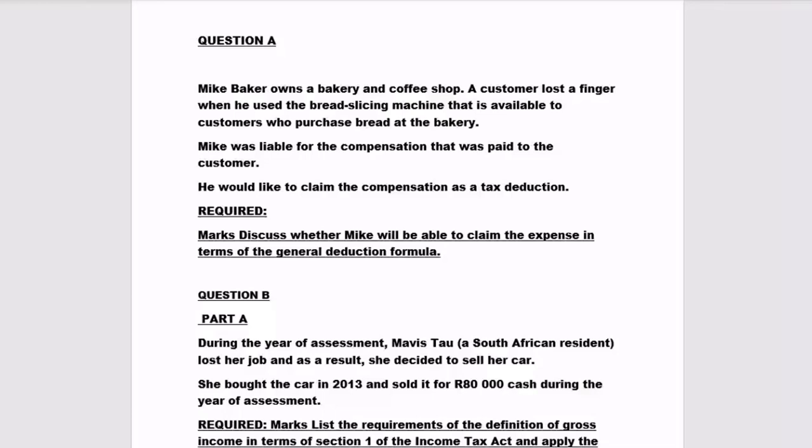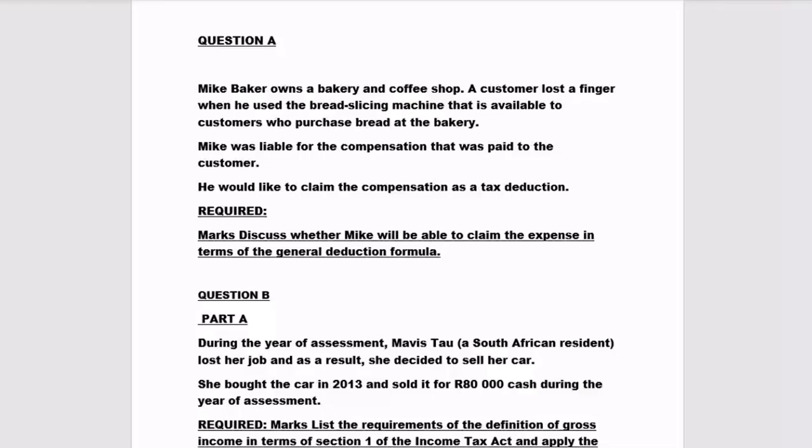Right? We all know that Mike owns the coffee shop, and I think he owns the business of a coffee shop. One of the clients came in there, probably to buy, and the client cut himself on a finger when he was trying to cut the bread. You're still within the premises of the expense, and then who is actually responsible for that? So we're told that Mike is actually going to be responsible for paying all of those damages.